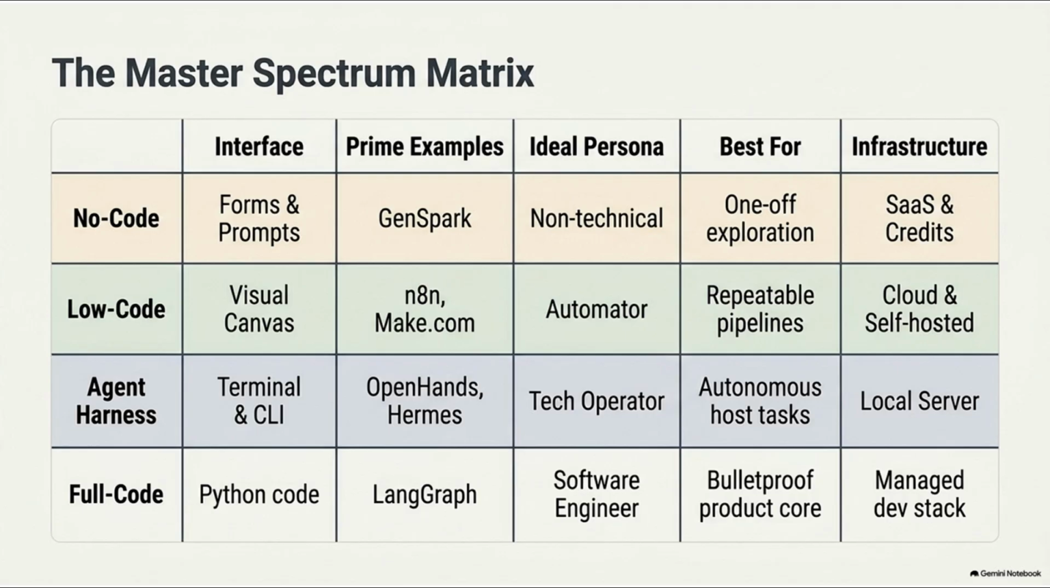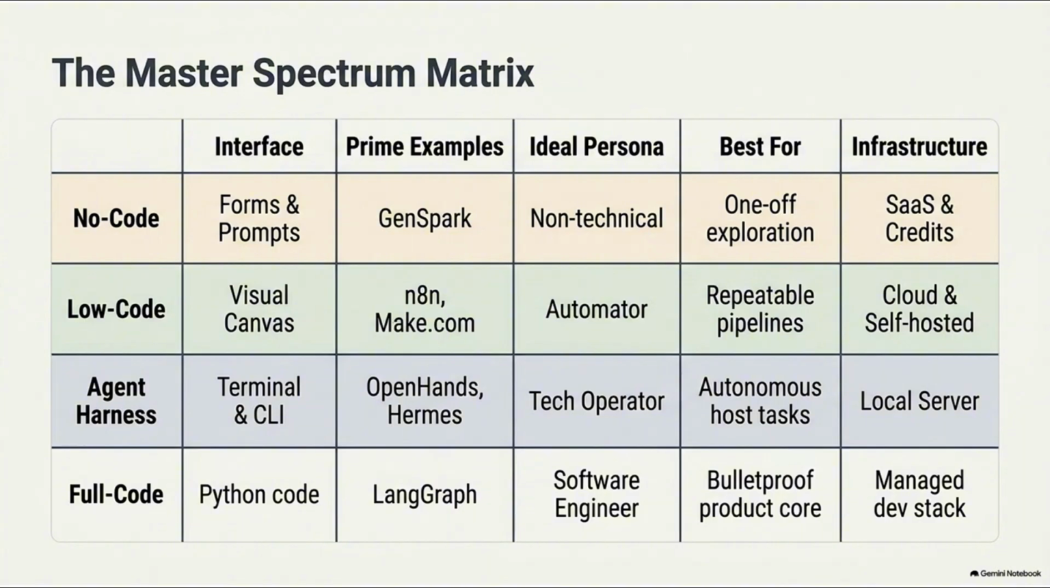All right, let's put the entire spectrum together in one view so it locks in. No code. You work through forms and prompts. It's for the non-technical builder exploring ideas fast. Think GenSpark. Low code. You work on a visual canvas. It's for automating repeatable processes. Think Make and N8N. Agent harness. You work in the terminal and command line. It's for running autonomous tasks on infrastructure you control.